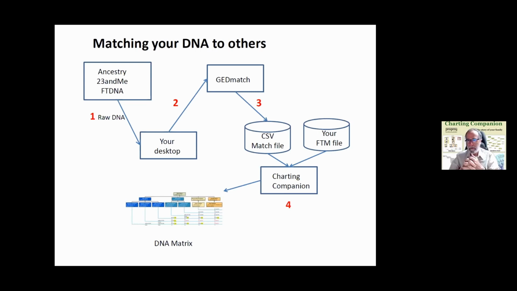It's in a CSV format, comma separated value, kind of like a spreadsheet, and it contains a list of all your matches. Then you combine the match file to your genealogy program, either Family Tree Maker, Roots Magic, or Legacy, feed them to Charting Companion, and we create a comprehensive, very enlightening, helpful chart called the DNA matrix.